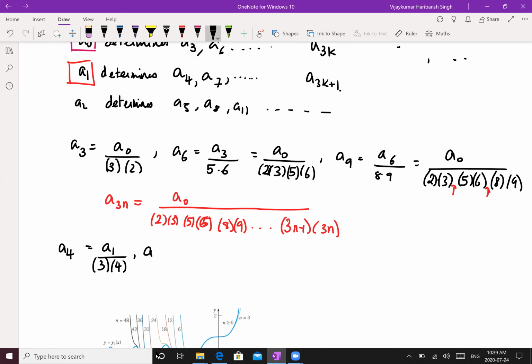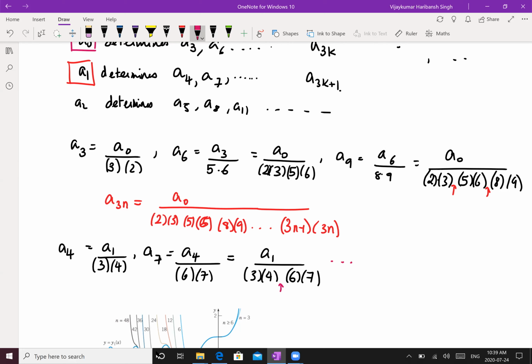A5, so what is the next one then? The next one is another plus 3. So A7 is A4 divided by 6 times 7, which is going to be A1 divided by 3, 4, 6, 7. You see there is a gap here of 5.